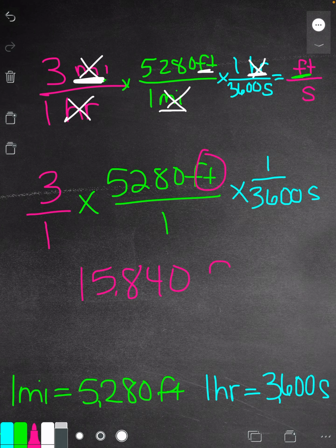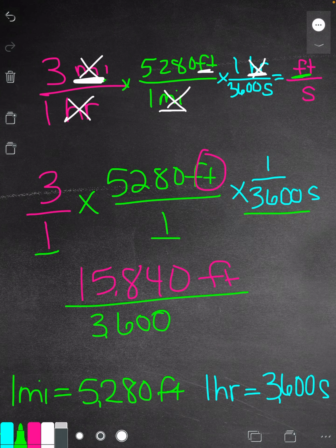Feet, I'm going to keep. Okay, so now I'm done with that. Let's do the denominators. We're looking at the denominators being 1 times 3,600. 1 times 1 is 1. 1 times 3,600 is 3,600. And seconds is the only option here.